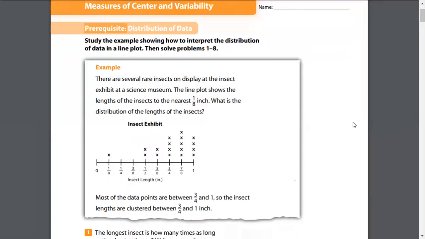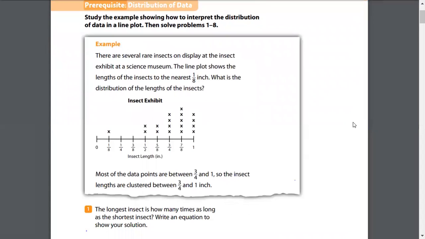So now you have your example here. We're going to study examples showing how to interpret the distribution of data in a line plot. Then we're going to solve problems 1 through 8. We're going to go through the first one with you, and then we're going to have you do the rest by yourself, and then we'll probably go through questions 1, 4, and 8 with you.